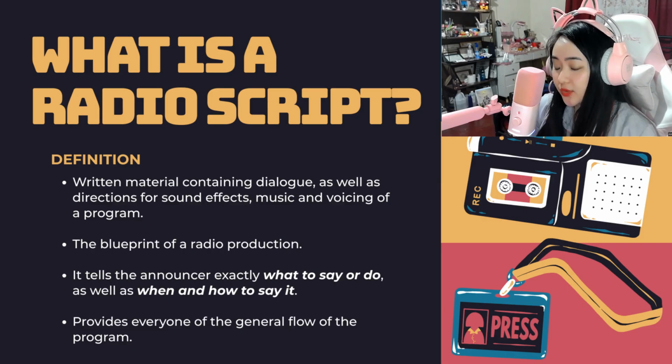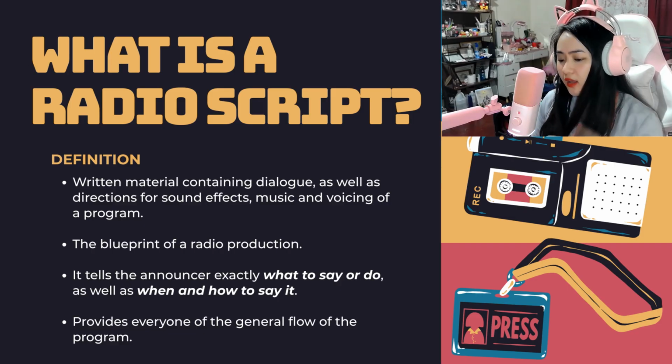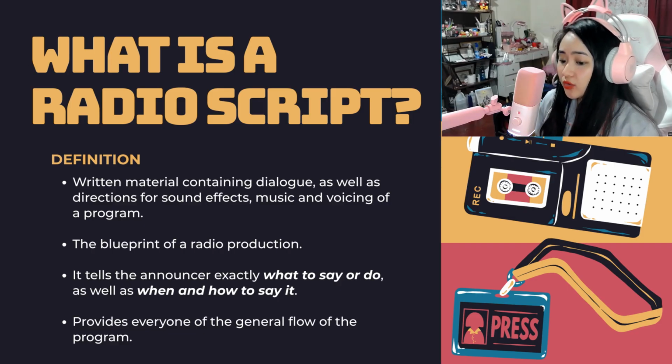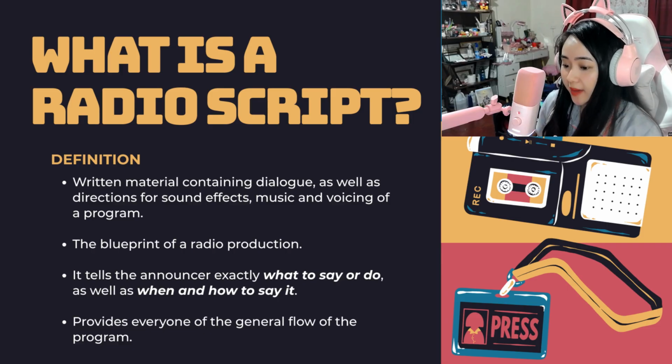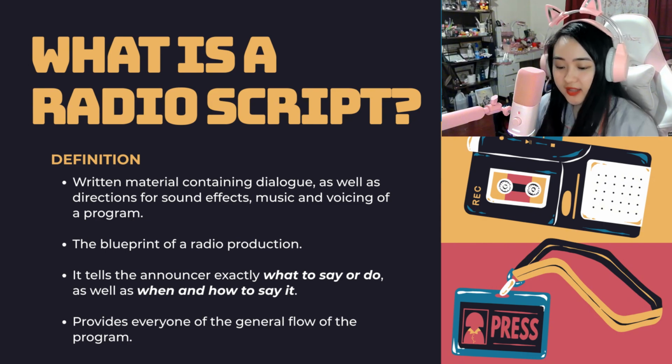A radio script is a written material that contains dialogue as well as directions for music, voicing, and sound effects that go into a program. It's basically the blueprint of a radio production. A script tells the announcer exactly what to say or do, and also when and how to say it. In other words, it's both a guide and a control tool, guiding the flow of the program and controlling timing, tone, and transitions. Think of a script as a roadmap. It helps everyone, the announcer, the technician, and even the director, know where the program is headed.